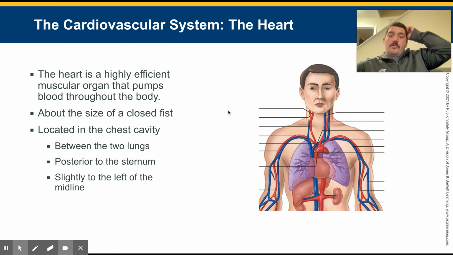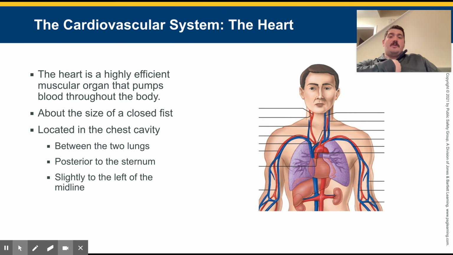Okay. So let's start looking at the heart first. We've talked about the heart already through our muscle chapter and in tissues as well, when we talked about muscle tissue, because heart tissue, cardiac muscle cells, are their own special type of cells. But the heart's a highly efficient organ that pumps blood throughout the body. It's about the size of your fist. So if you were to make a fist and put it on your chest, that's about how big it would be.